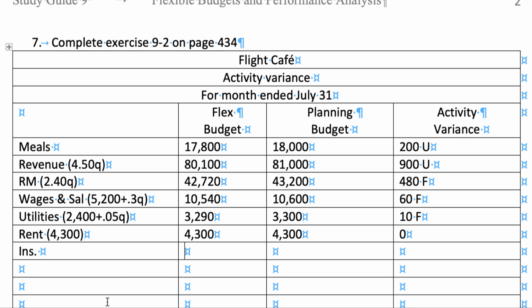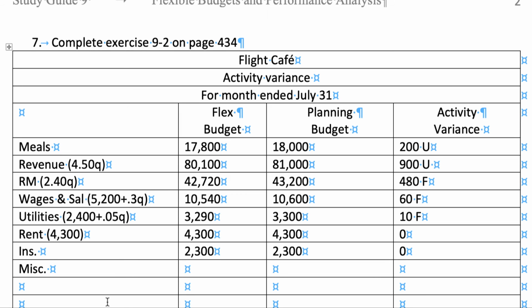Well, the insurance, they tell us, has a flat fixed rate of $2,300. Well, based on actual output, the cost for insurance should be the same, $2,300, right? Same thing with the planning budget. It's fixed. We're within the relevant range. So we have no variance there. Then we get to miscellaneous expenses.